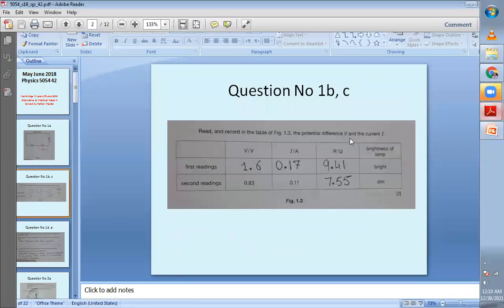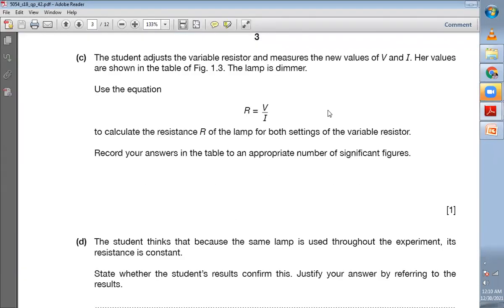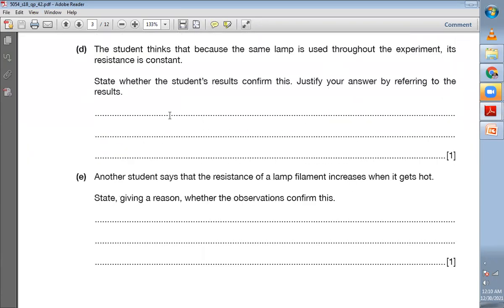So let's check what's the next part. We are done with the C part. The student thinks that because the same lamp is used throughout the experiment, its resistance is constant. State whether the student's results confirm this. Justify your answer by referring to the results.